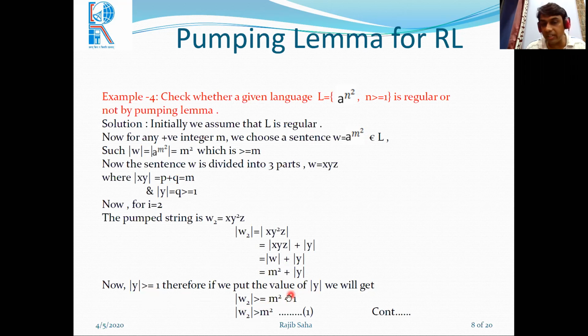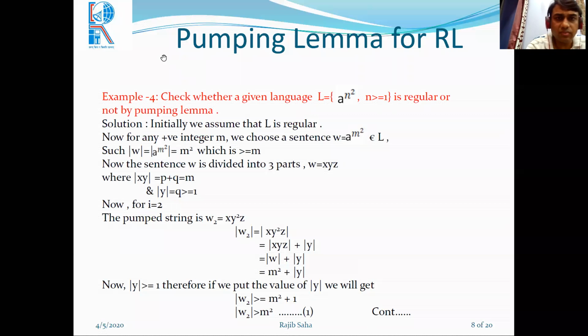Now if I omit or remove this 1 from the right side, this greater than equals to equation becomes only greater than. So mod of W2 is now greater than m square. Okay, so the first part of this problem is done.